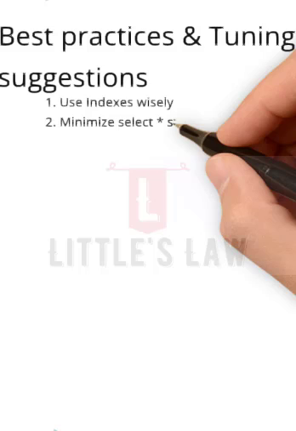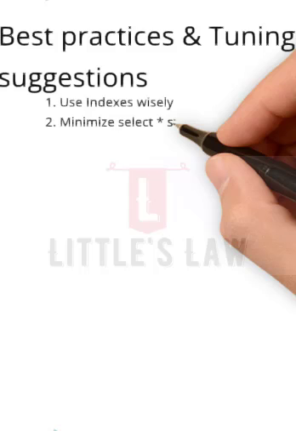So the very first option is using indexes wisely. Indexes, as we all know, are like a table of contents for the database, helping the database quickly find the data that we need. So make sure to create indexes on columns frequently used in where clauses and join conditions. But on the other hand, we should avoid over indexing, as too many indexes can slow down insert, update, and delete operations.